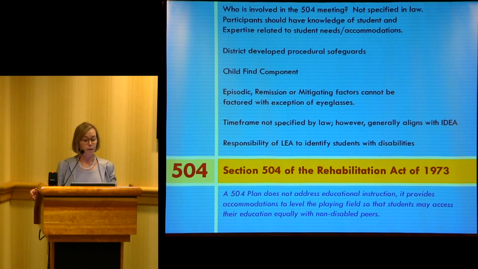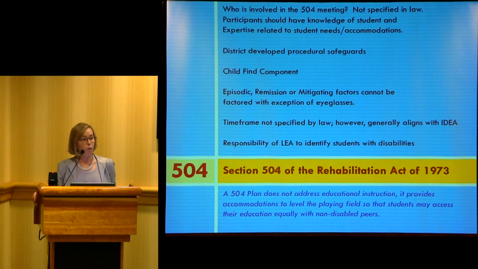The districts are charged with developing procedural safeguards. In other words, a school district develops the process that they follow for the 504 process, whereas with IDEA and special education, that process is defined by the law. There is a child find component for Section 504.